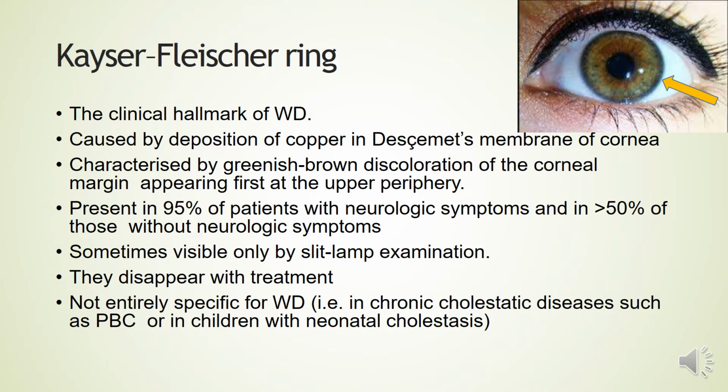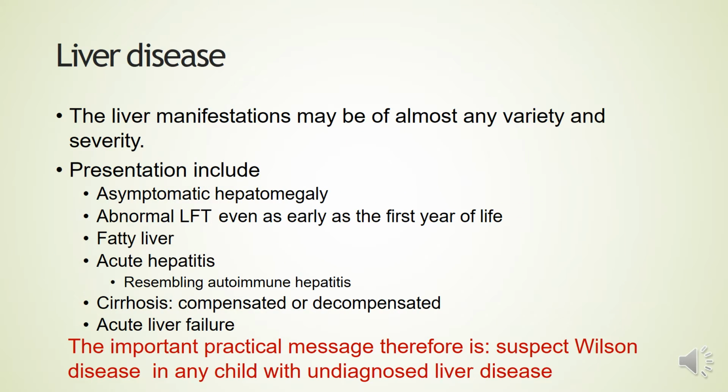But theory, or textbooks, say that it may not be entirely specific for WD, that is Wilson's disease, and sometimes in chronic cholestatic diseases like PBC, primary biliary cholangitis, or in children with neonatal cholestasis, a KF ring may also develop, but this is highly rare, right?